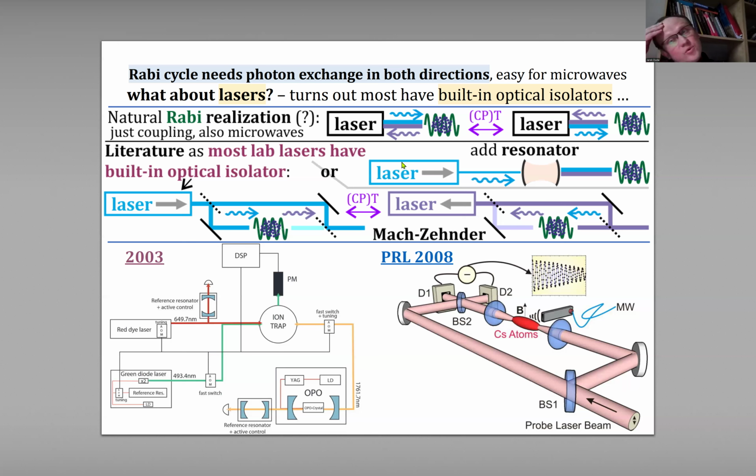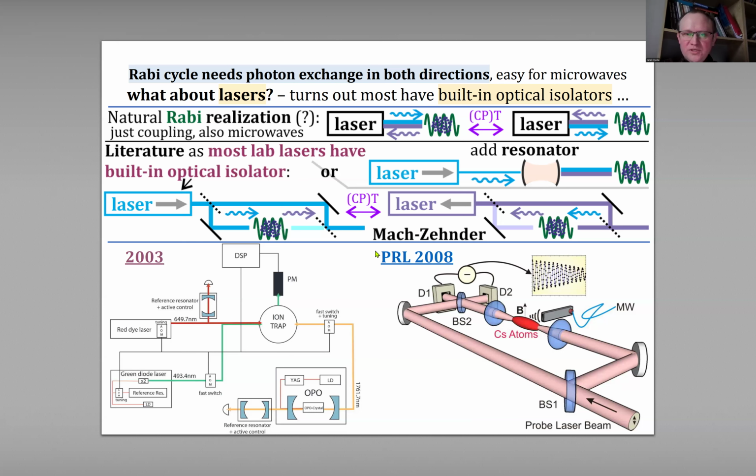So I have looked through the literature to see how they handle it. Do they remove this isolator? And it turns out that I found two approaches. One is adding an additional resonator. Like here, this is a simplified diagram. We can see that the laser pumps this resonator, and the Rabi cycle is between this resonator and the final atoms. So they have overcome this optical isolator by adding this additional resonator.